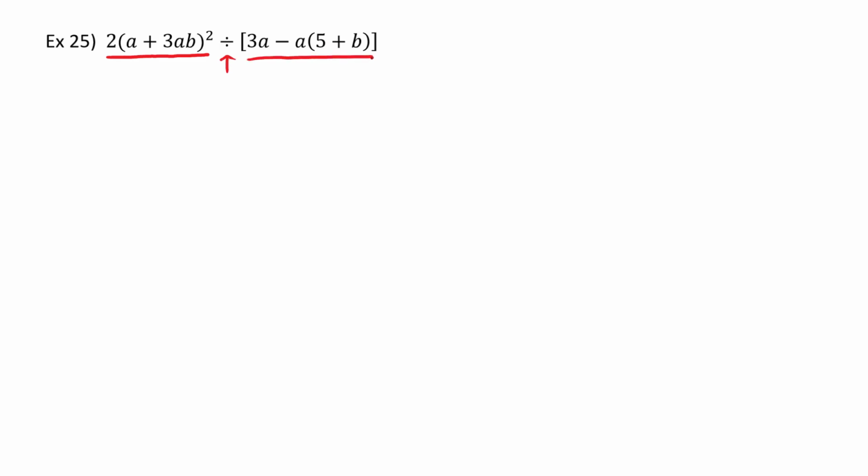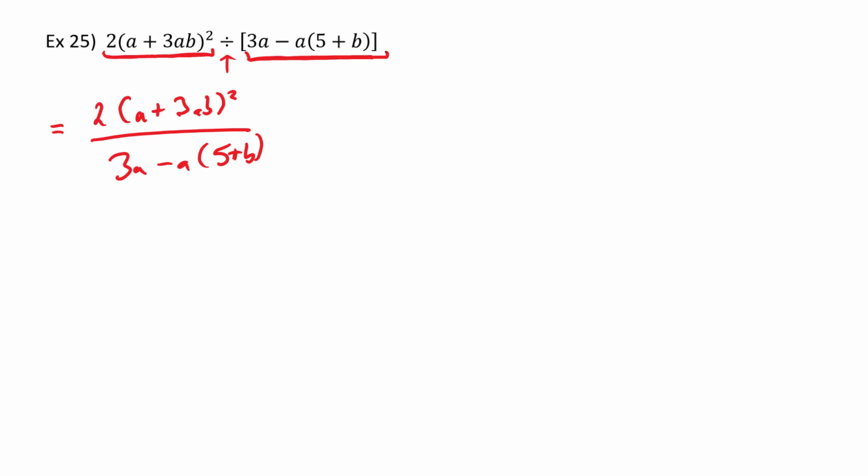So because I've grouped those all together, I can rewrite that now as (2a plus 3ab squared) divided by (3a minus a(5 plus 1b)). Remember, I can do that because these have been grouped together. Now let's work that out. Let's FOIL this. (2a plus 3ab)(a plus 3ab) on the top.